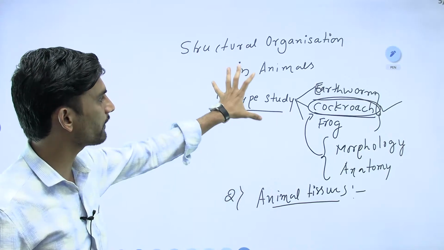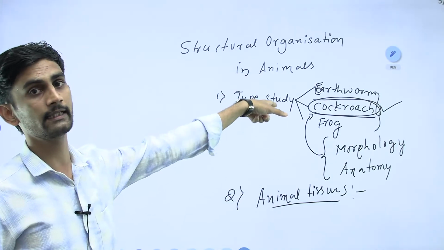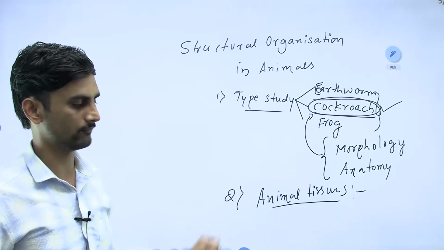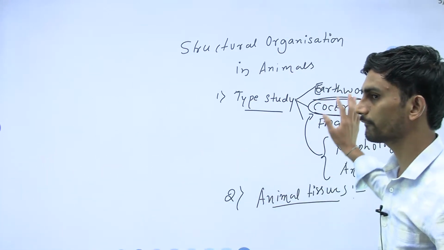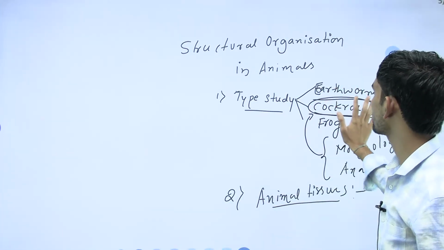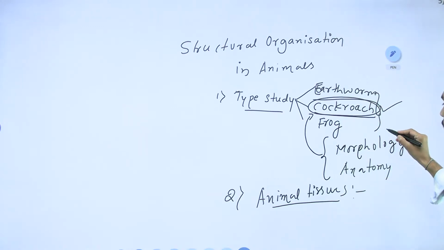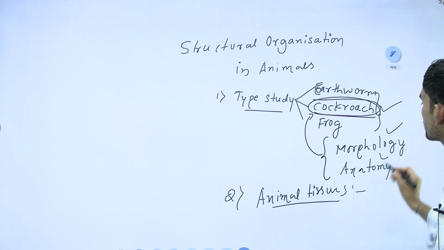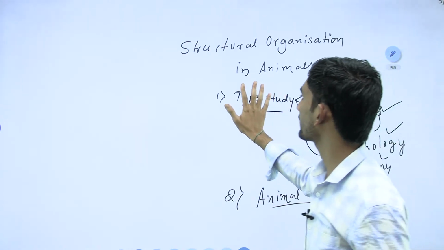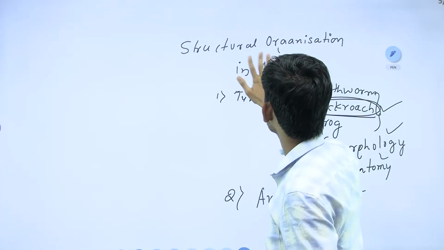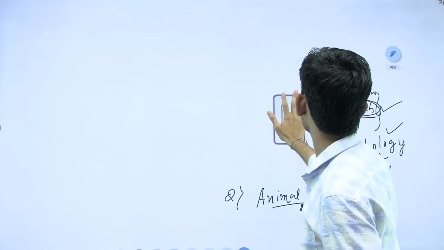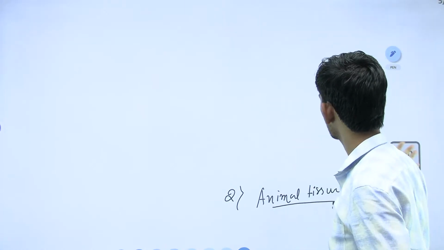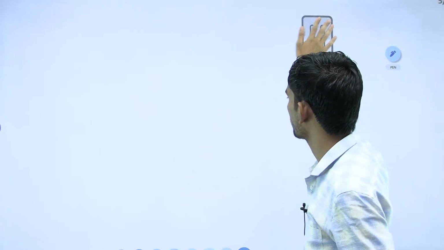So the only thing remaining in structural organization in animals is type study. That's what today we are going to start with: the morphological features first, then followed by the anatomical features. So now you take down. In this structural organization, first the cockroach, then followed by earthworm, and then followed by frog.